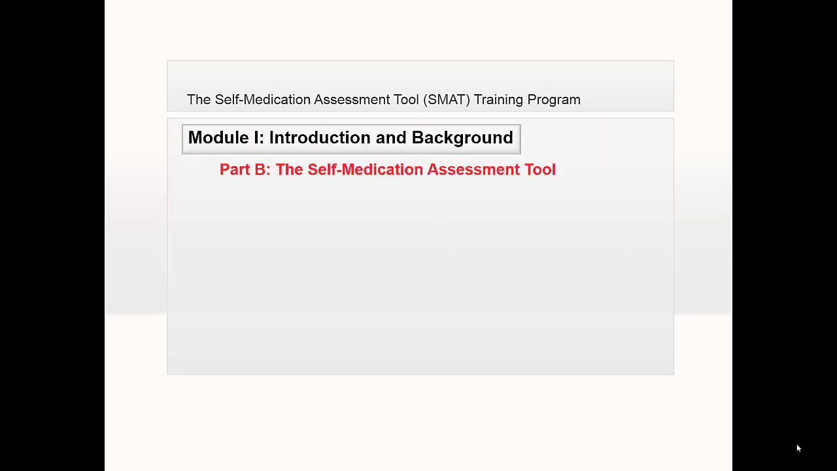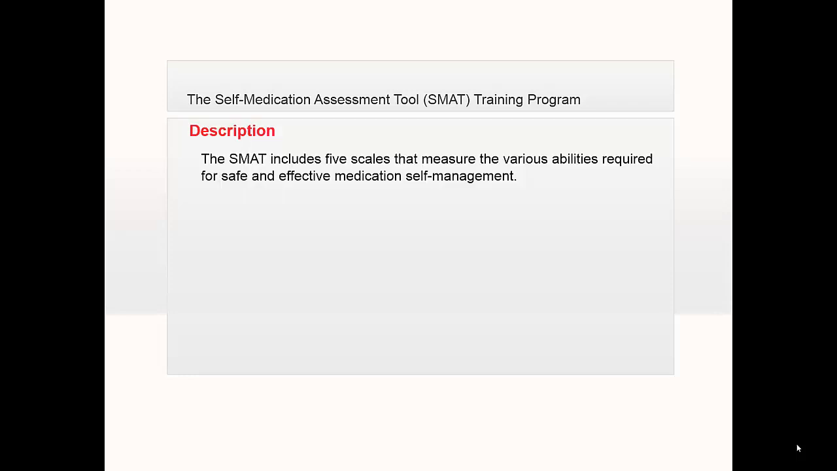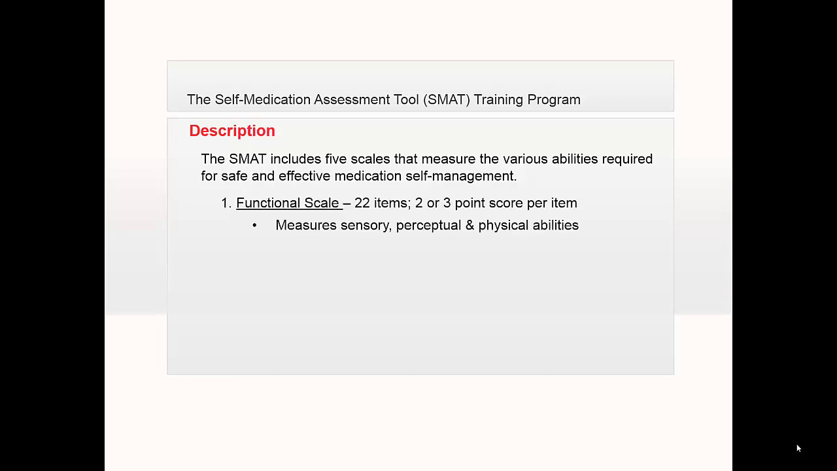Part B of this module outlines the self-medication assessment tool in greater detail. The SMAT includes 5 scales that measure the various abilities required for safe and effective medication self-management. The first is the functional scale, which is comprised of 22 items, with a possible 2 or 3 point score per item. This scale measures the sensory, perceptual, and physical abilities of the patient.